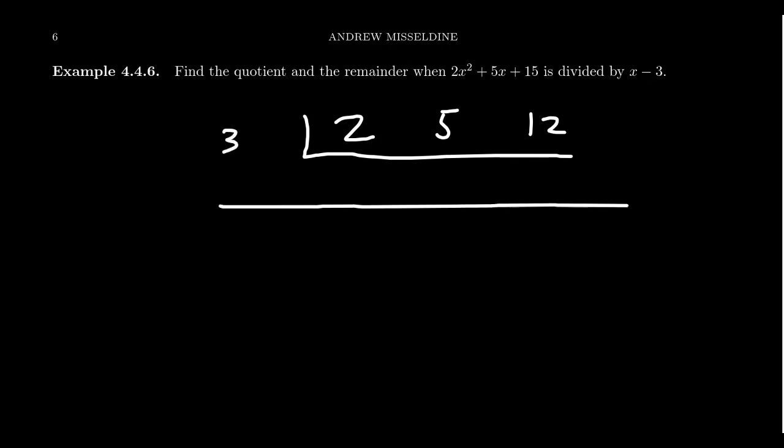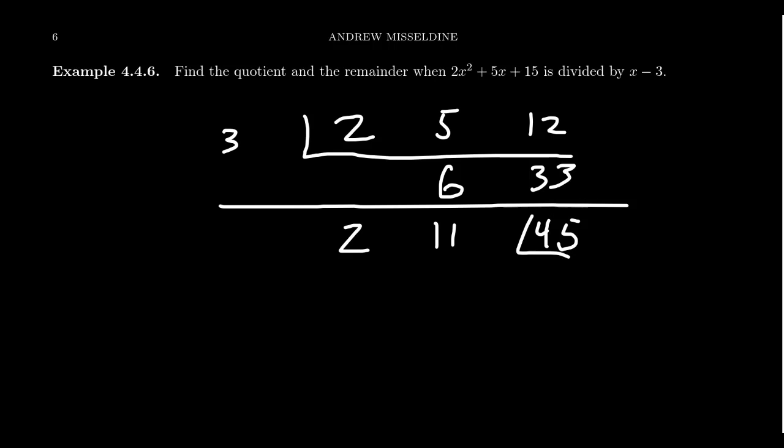So remember the instructions. So going left to right in our tableau, we drop down the first number, we get a 2. 2 times our divisor here, 3. 2 times 3 is a 6. And then we take 5 plus 6, which is 11. Then we take 3 times 11, which is 33. And then we take 12 plus 33, which is going to be 45. And this will then be our remainder when we go through this.